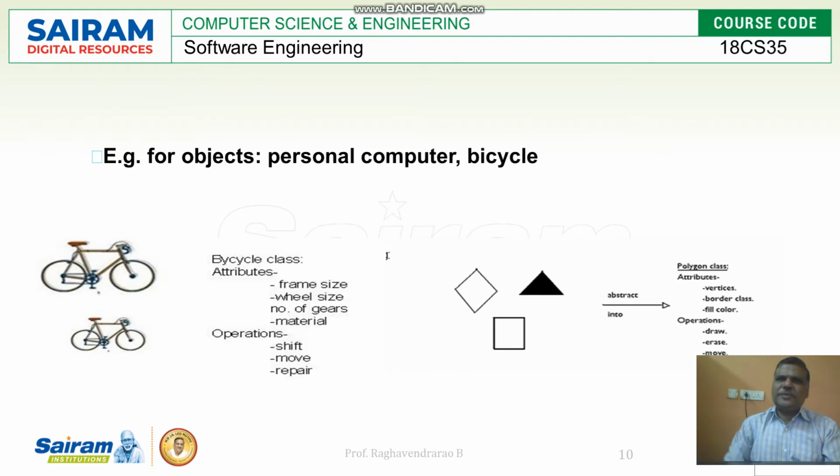Here are some examples with the classification of polygon classes. You also have a bicycle class. Polygon classes are anything you want to draw: a filled triangle, a rhombus, a square. These are abstract things. Here are the operations and attributes of those things. It is specified with the barcode, border color, fill color, and vertices.